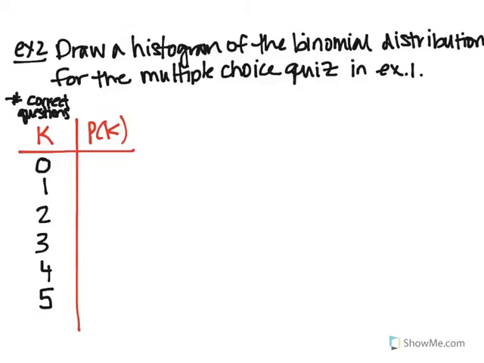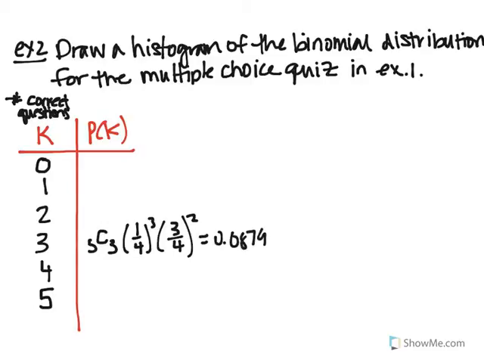Now we need to calculate those, and we already did getting 3 correct. If you remember, there were 5 total questions. We wanted to randomly choose 3. The probability of getting a success was 1 out of 4, and we wanted it 3 times. The probability of getting a failure is 3/4, and we wanted it twice to get a total of 5. And we ended up calculating before that this was 0.0879.